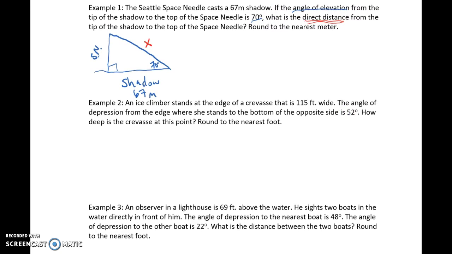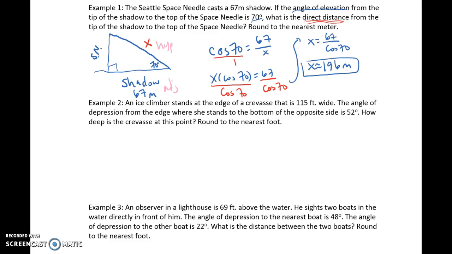Well, hopefully we have x is the hypotenuse, and 67 is the adjacent, so the correct work is cosine, because we want to do cosine of 70, which is my angle, is adjacent over hypotenuse. And then we can go ahead and cross multiply and solve. Okay, so there's my solution. Make sure we're rounding to the nearest meter, which is the nearest ones place.